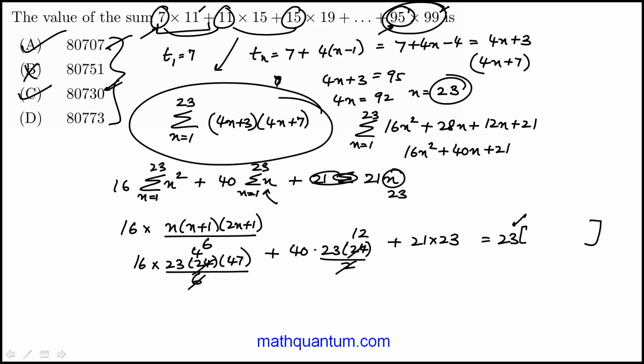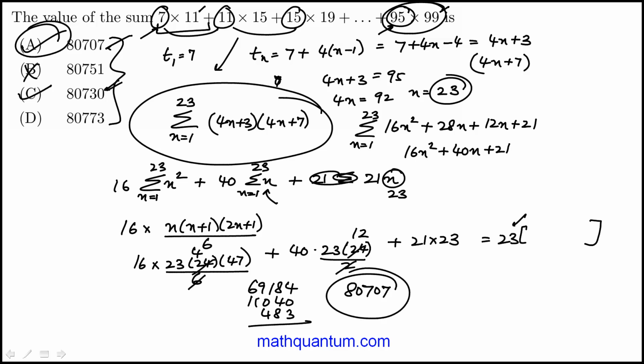So 16, I was trying to avoid that, but I'm sure the test writers thought through this. But it's not too bad, I guess, in terms of calculations. 11040, and then 21 times 23, which is 483. You'll see it ends in 7, so it has to be A, but let's just do our work. Of course, in the exam, I absolutely want to make sure I get the right answer. And I do indeed get 80707. So the answer is indeed A.